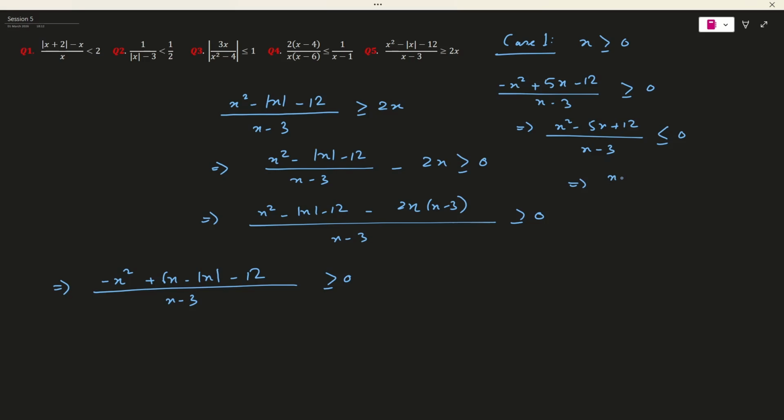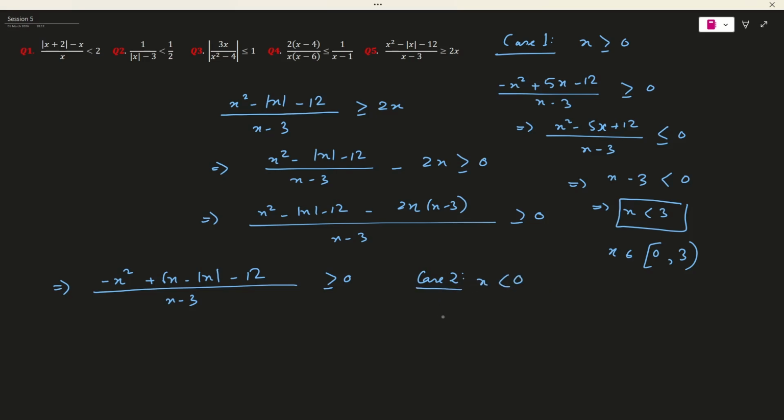This can be written as 12, right? B square minus 4ac, 25 minus 48, it's again negative. That means x minus 3, this expression, the numerator, x square minus 5x plus 12 will always be positive. So that means x minus 3 will be less than 0, or I can say x less than 3, but I know x is greater than or equal to 0, so my final range will be 0 included to 3, only for case 1. What will be case 2?